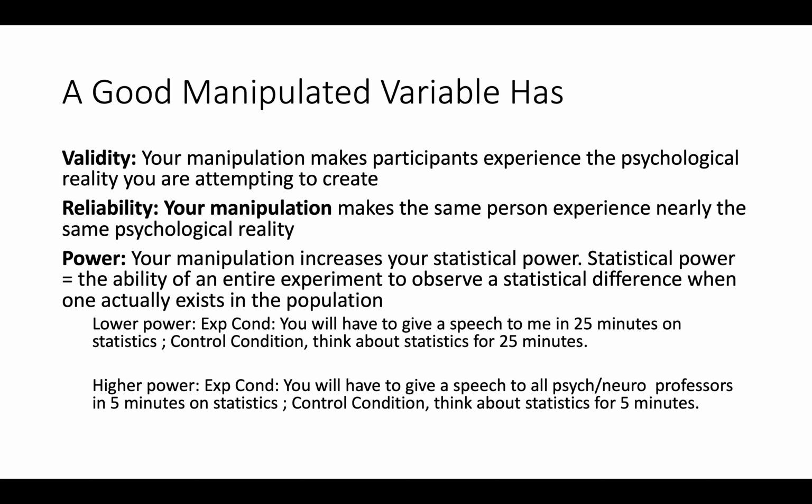So these are the 3 things to think about, right? A good manipulation is valid. It's creating the psychological state you want to create. It's reliable. It reliably, consistently creates the same psychological state. Reliable and valid, it consistently creates the psychological state you want to create, right? That's putting them together. But power depends on the situation.